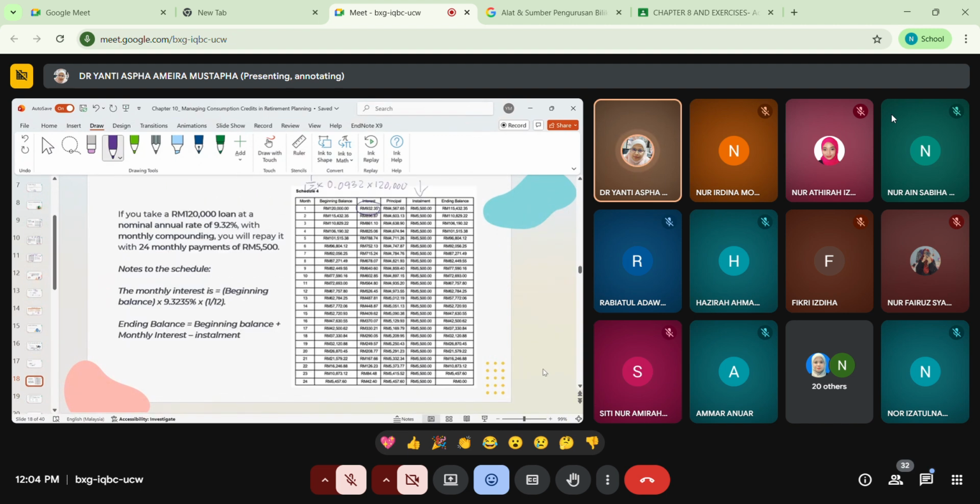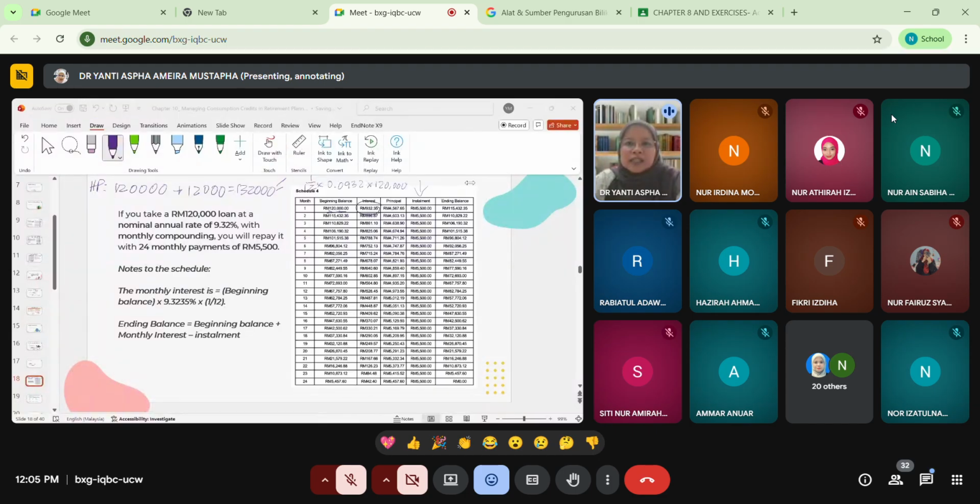So what do we compare? Earlier, the flat rate. The flat rate of 5%, the hire purchase we did just now, 120,000. We took the loan earlier, 120,000, the beginning balance, plus 12,000 interest. So this 132,000 we spread across the 24 months and divide it according to the rule of 78, or the rule of sum of digits. So right now it is slightly different, as you can see here. The beginning balance is the loan itself.